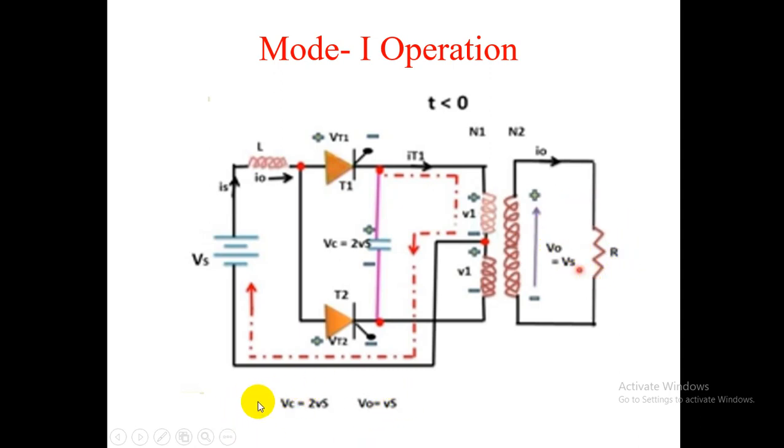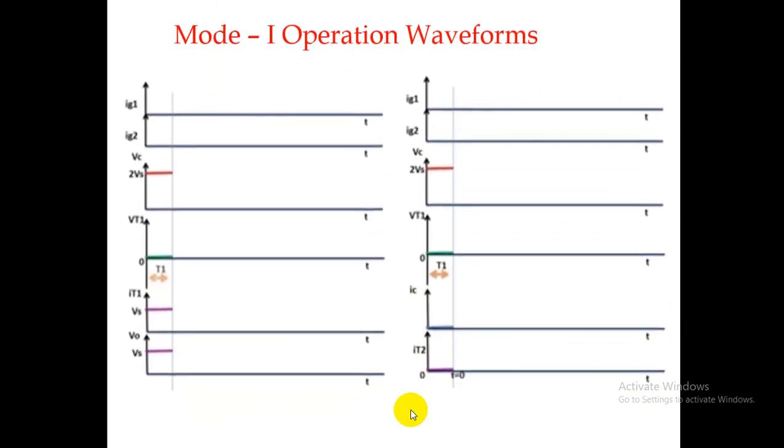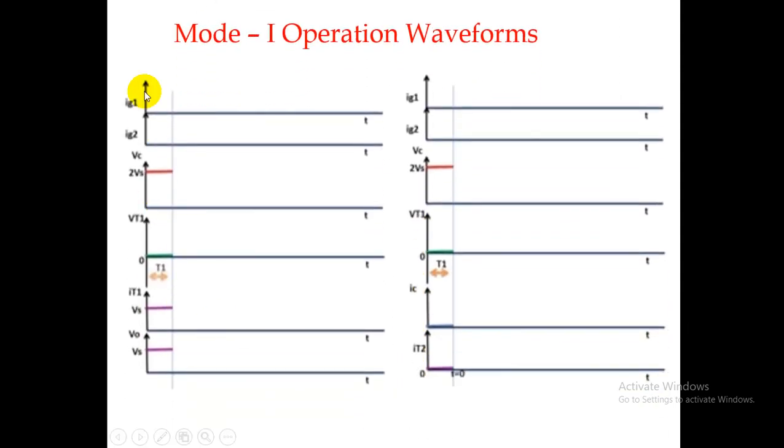We can see that Vc is equal to 2Vs, and V0 is equal to Vs. Coming to waveforms, IG1 indicates the gate signal given to thyristor T1. IG2 indicates the gate signal given to thyristor T2.